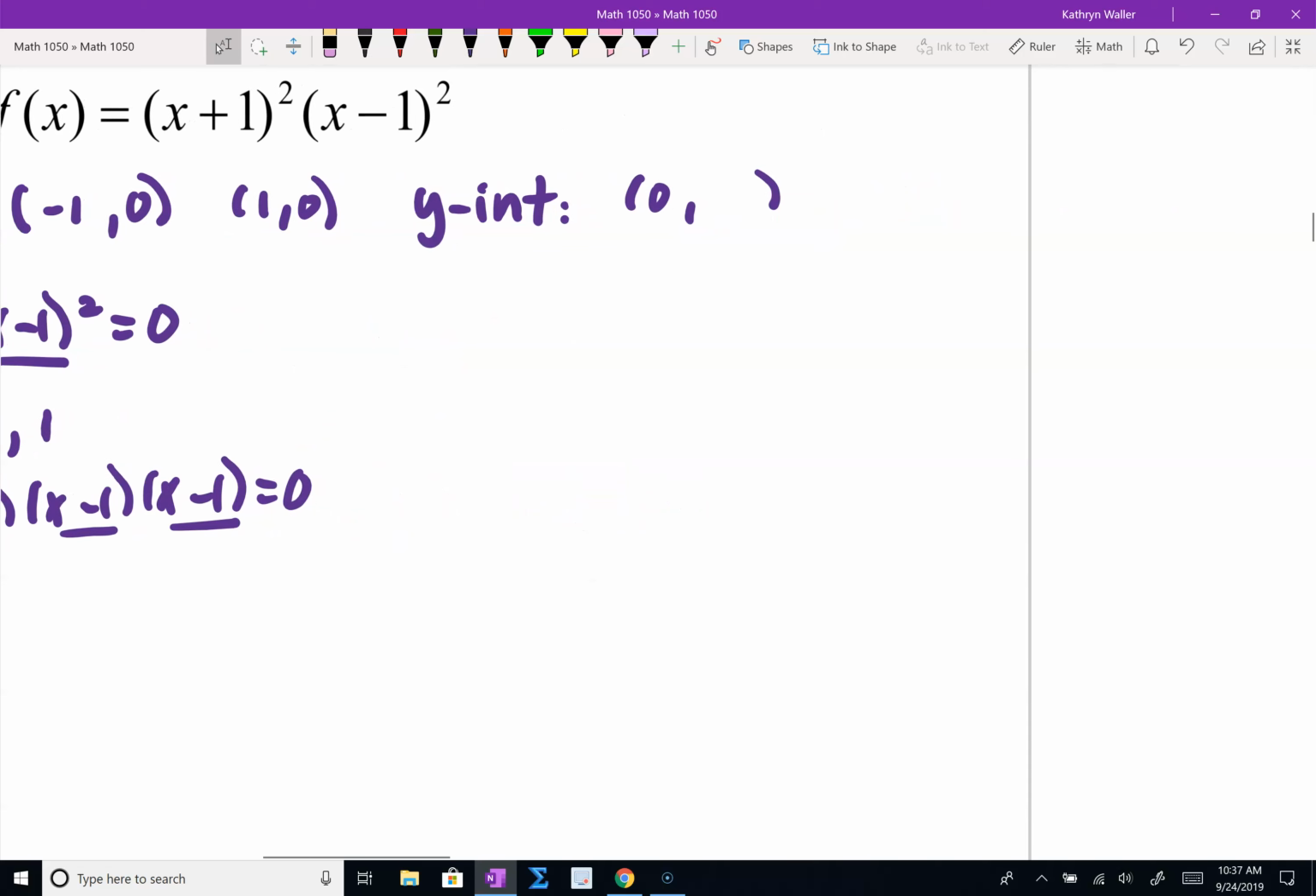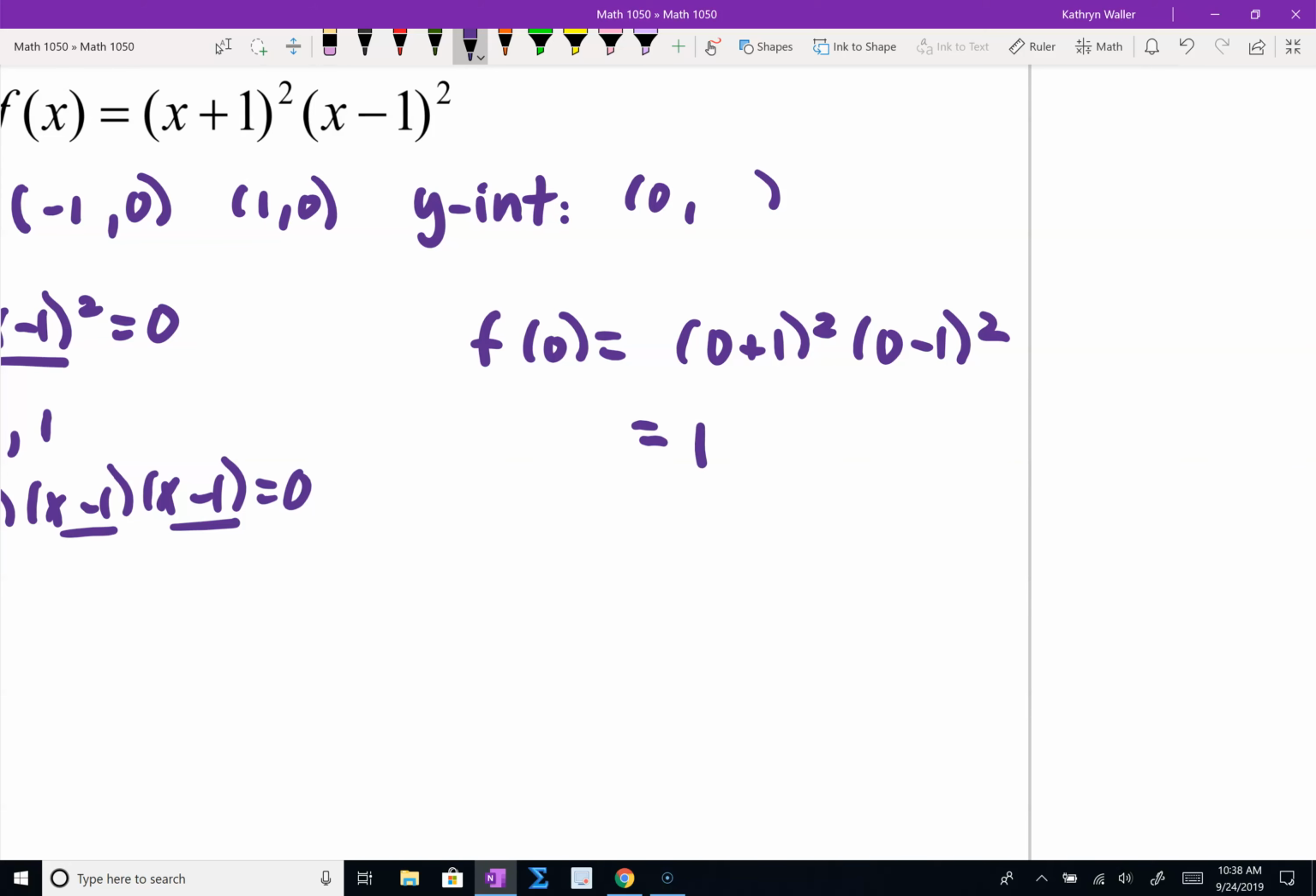Okay, to find the y-intercept, you're going to let x be 0. Everybody go, f of 0 is equal to (0 plus 1) squared times (0 minus 1) squared. I would have to see that work on your paper, okay? If I write it down when I teach you, then you have to write it down when you do it. And I can see when I look at it that that's going to be a 1, and I'm done.